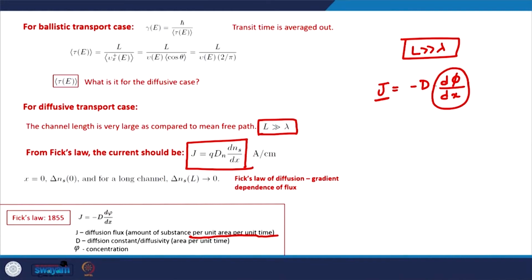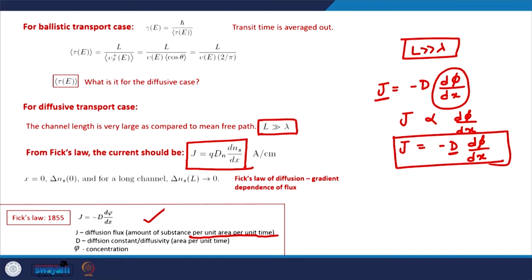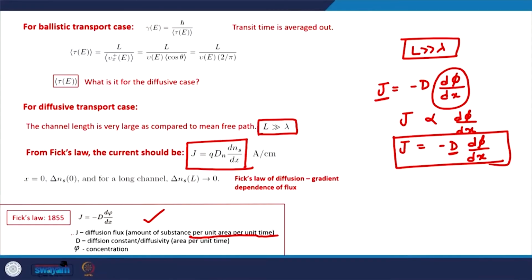Okay. So, phi is the gradient. So, the flux is directly proportional to the gradient of the concentration, or it can be written as minus D times d phi by dx, where D is the diffusion constant or diffusivity of the substance material. And generally, this was given for a 3D system, but when we have a concentration gradient in one dimension, the unit of J is the amount of substance per unit area per unit time.